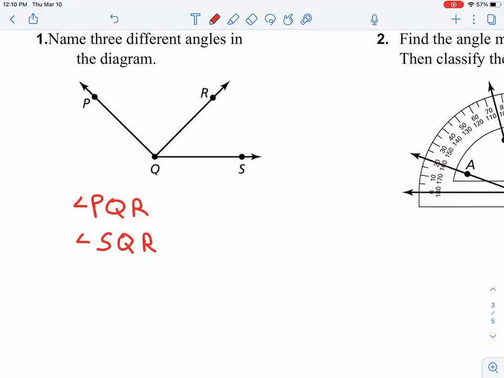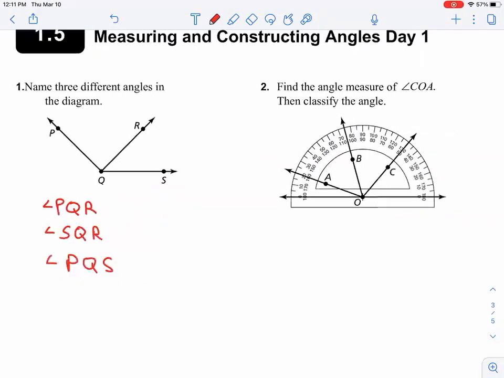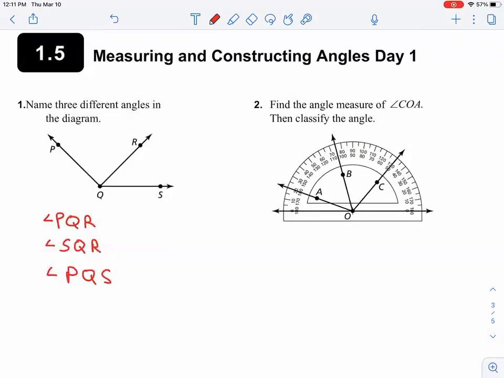I could call this RQS, and that would be the same thing. Or the entire angle would be angle PQS. Any questions on that? Because there are other possibilities.